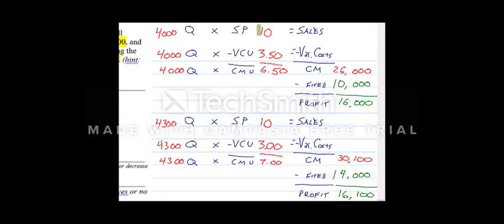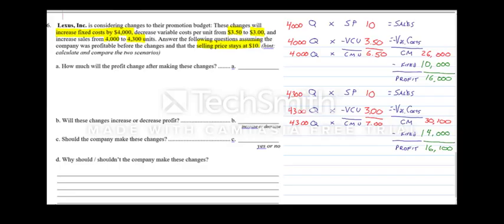So you go over and you set up your grid where you take your quantity sold times your selling price to get your sales. Your quantity sold times your variable cost per unit to get your variable costs. Your quantity sold times your contribution margin per unit to get your contribution margin. Well, they give you most of this information. They tell you that before the changes your sales were 4,000 units. So we can just plug that in as our Q. Our Q is 4,000 units.